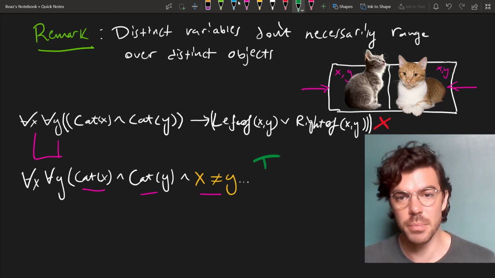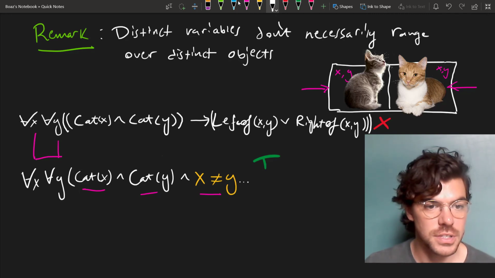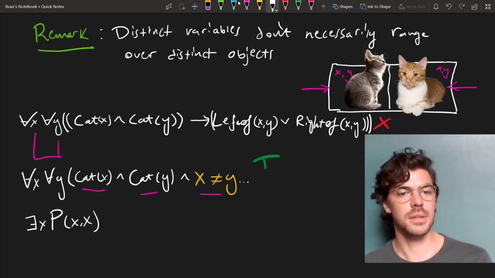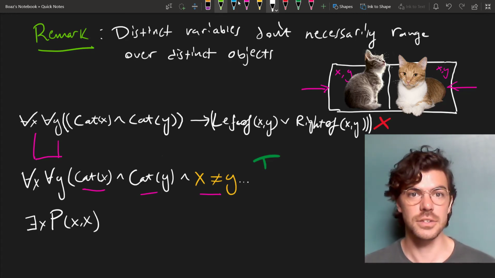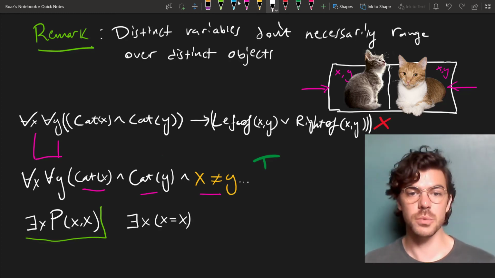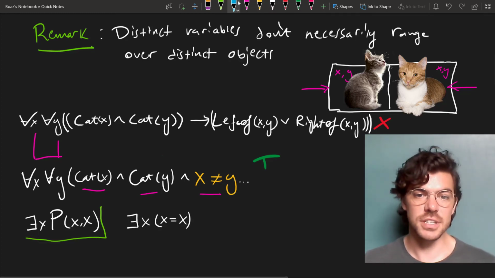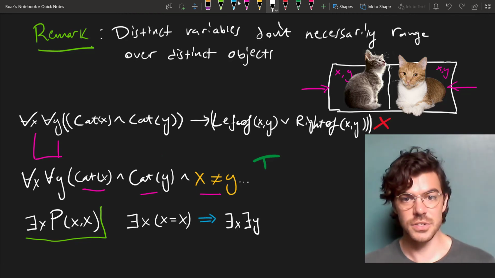I'll give one more example before we conclude. Take an existentially quantified sentence that expresses something like the following. Something stands in the P relation to itself. Suppose that we take this to be our identity predicate, then it's going to be true, in which case we'll write it like this. So something is equal to itself. But here's the interesting thing. This actually implies there exists an X and there exists a Y, and X is equal to Y. Of course, the implication doesn't work in the other way for every predicate.